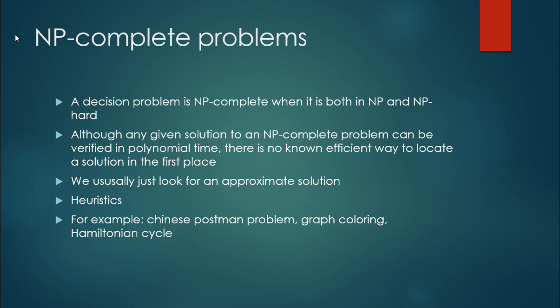A decision problem is NP-complete when it is both in NP and NP-hard. Although any given solution to an NP-complete problem can be verified in polynomial time, there is no known efficient way to locate a solution in the first place. So we usually just look for an approximate solution. And in this situation, as I said earlier, heuristics are needed. For example, the Chinese Postman problem, graph coloring, Hamiltonian cycles. For graph coloring, for example, we usually use the greedy approach. We just want to find the nearest neighbor, and we usually end up in a local minimum, but it's a good approximation. Chinese Postman problems and Hamiltonian cycles usually rely on much more complex approaches such as simulated annealing or genetic algorithms. It's becoming more and more popular with artificial intelligence and machine learning. These are very good topics.